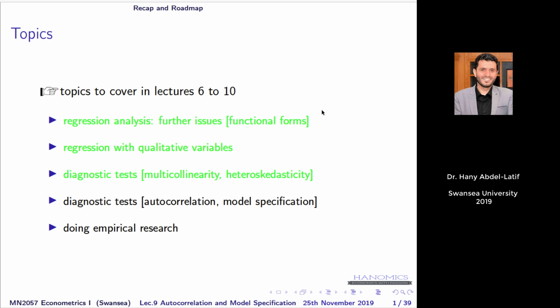Next lecture we'll talk more about how to do empirical research, but also I will add some material about time series regressions.